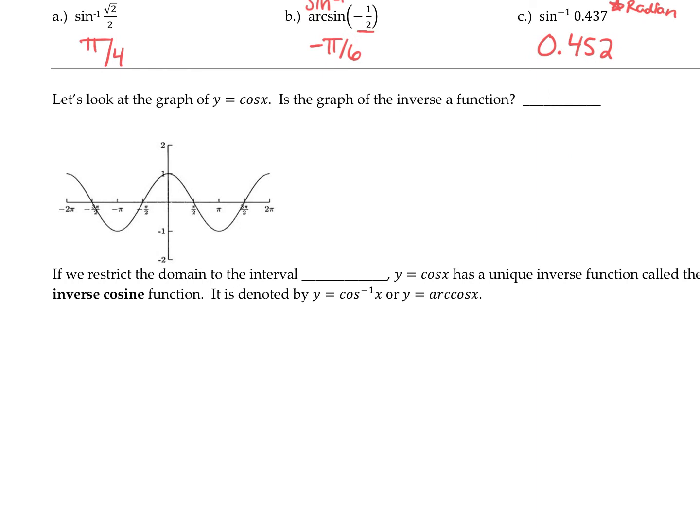Similar to sine, for cosine, if I draw a horizontal line test, it is also not a function, so we are also going to restrict the domain. We're going to go 0 to pi for cosine, because I need two quadrants right next to each other that have positive and negative. Again, when we use the inverse cosine, we can write it as cosine negative 1 or arc cosine. Those mean the same thing.